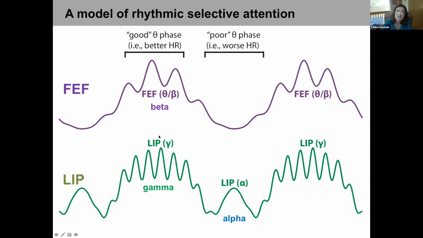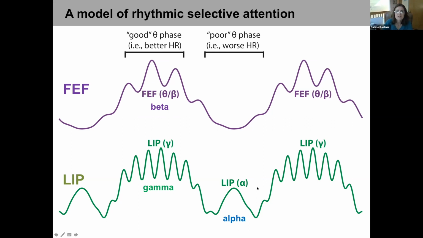And these faster frequencies are actually coupled to the theta oscillation. So theta is controlling the power of this fast oscillation here. So the power will go up, will be very strong during the good theta phase and not very strong during the poor theta phase, and so on. And then we have this alpha activity here in LIP, and I will not talk much about it. If you like, you can ask me a question about it.